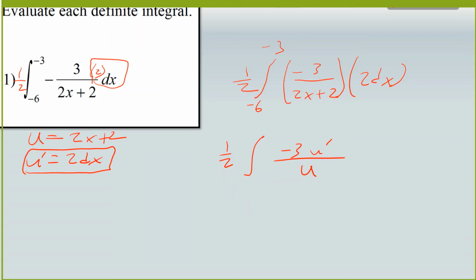Okay, my bounds will also change. U at -6, that's my lower bound, will become 2 times -6 plus 2, or -10. U at -3, that's my upper bound, will be 2 times -3 plus 2, or -4. So I've got -10 to -4 now.